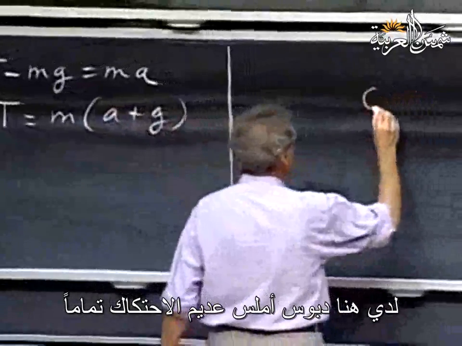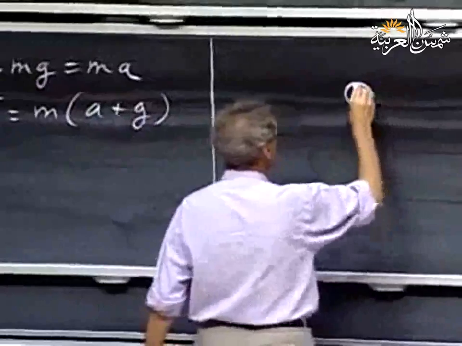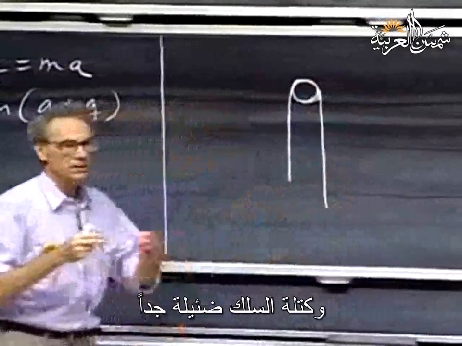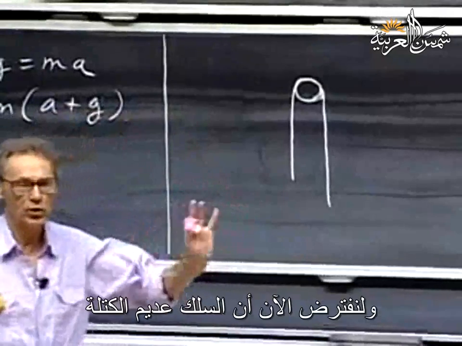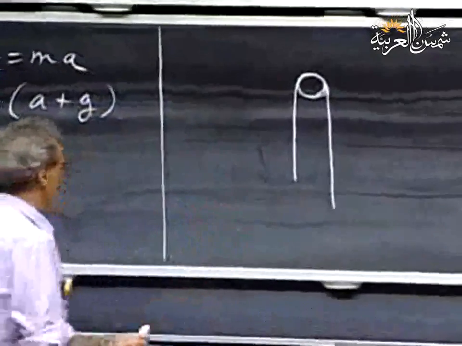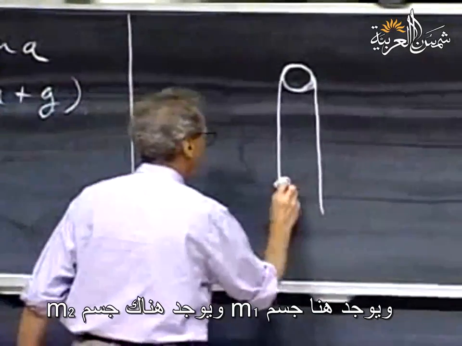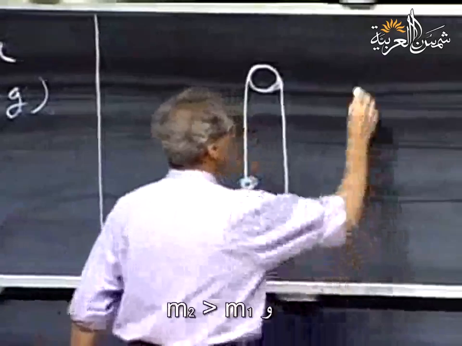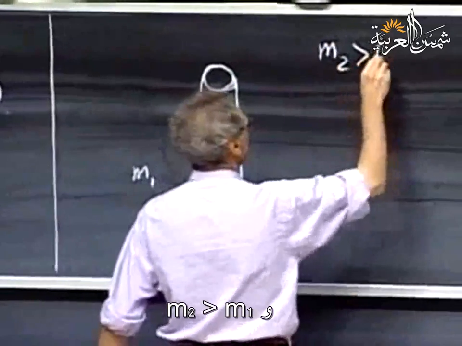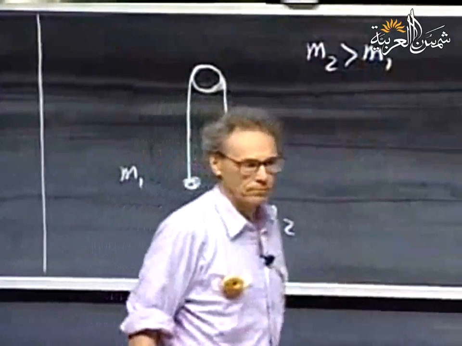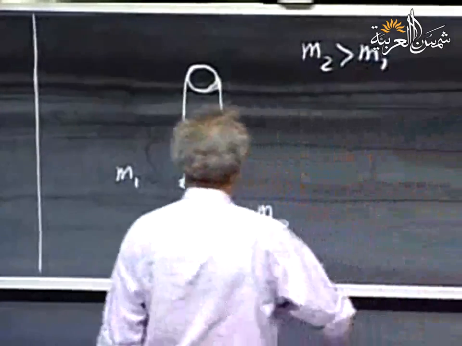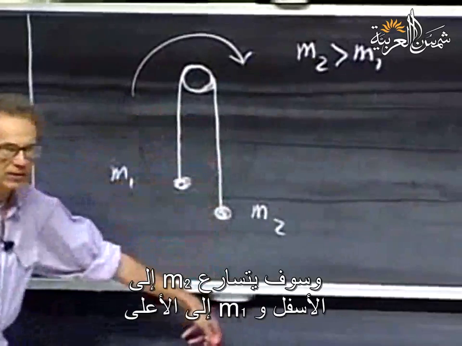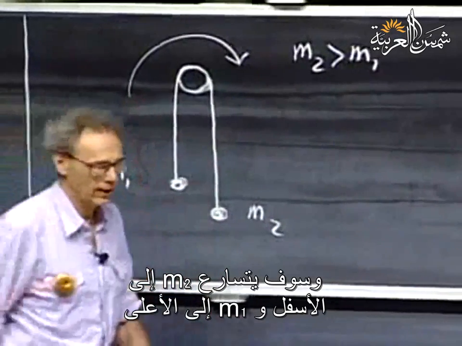I have here a pin which is completely frictionless, and I have on both sides a string, and this string has negligibly small mass. I just assume that it is massless. And there is here an object M1, and there is here an object M2, and I'm telling you that M2 is larger than M1. So we all know what's going to happen. The system is going to accelerate in this direction. M2 will be accelerated down, and M1 will be accelerated up.